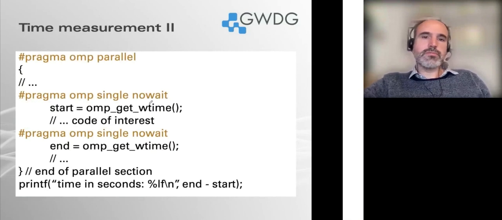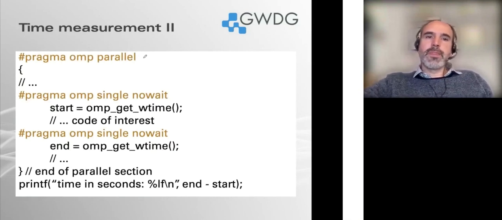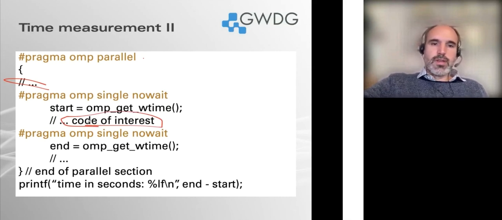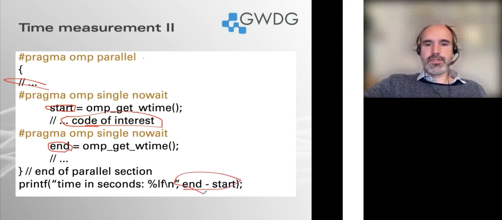Here's an example. You start a parallel region. In the first line, again, the number of threads is unclear. You maybe have some code before, but here you have your code of interest. What is how performant in this part here? That's why you are interested in measuring this part. What you would do is first call wtime to get the starting time, and afterwards call wtime again to get the end time. At the end, you print out end minus start to have the time in seconds in total.